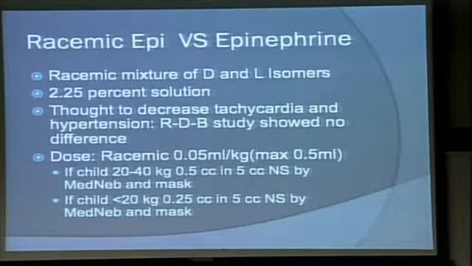If you notice this, it says use 0.05 mL per kilogram with a max of 0.5 mL. Then down below, they give you the recommended amounts. If you figure that out, a 10-kilo child would already be up to the 0.5. Down here it says 20 to 40 kilos, use 0.5 cc's and 5 cc's of normal saline by med-neb and mask.